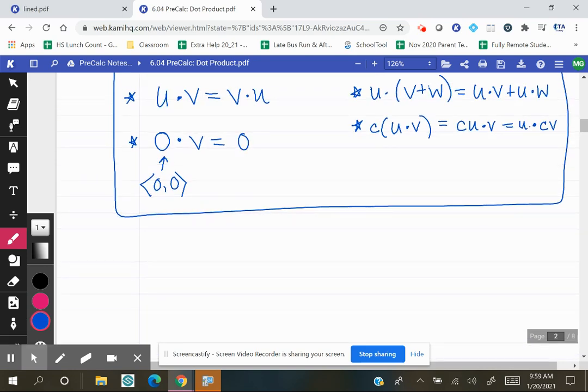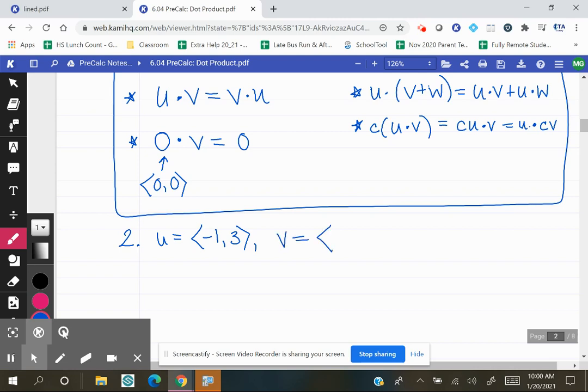All right, so let's try and use some of these to do some multiplication and some dot products. So first I'm going to give you u, vector u is -1, 3 in component form. Remember, it's in component form. Its initial point is at, and you guys said 0, 0, and the terminal point is at -1, 3. Vector v in component form is 2, -4. So initial point 0, 0, terminal point is 2, -4. And I'm going to give you one more. Vector w in component form is 1, -2.